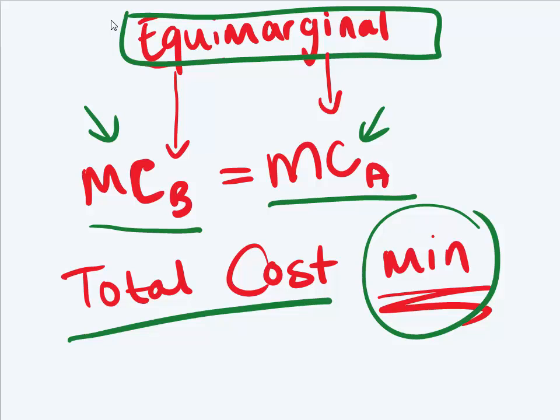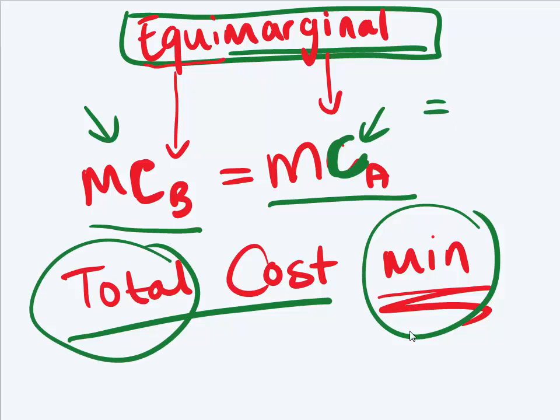We use the equimarginal principle for other things as well. So don't think this is only applicable to costs. You'll see in future study units it's also applicable to a wide range of other things. But what's important is that the marginal entity is equal, then the total entity, in this case, will be minimized. In some cases, it will even be maximized.